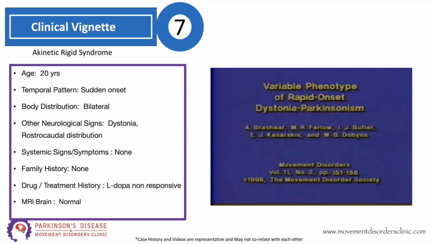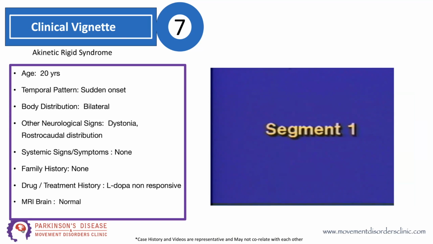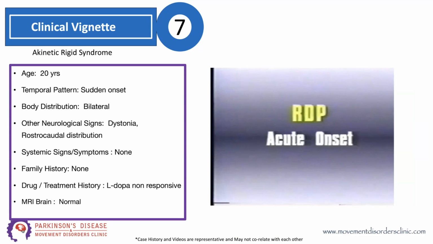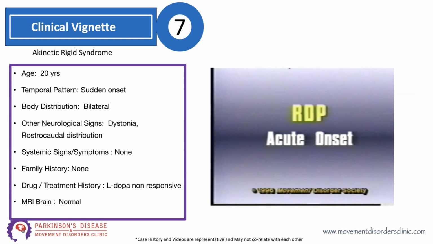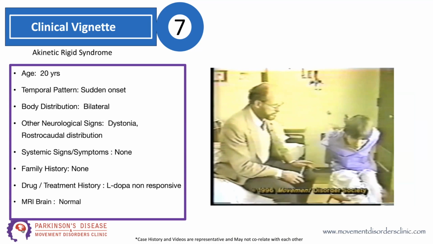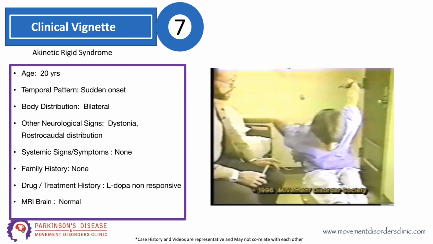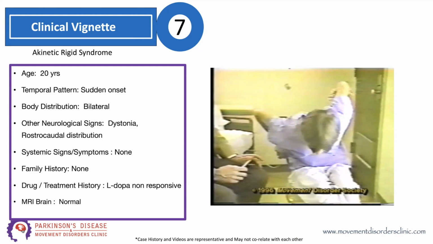Case 7 is a 20-year-old young man coming with almost sudden onset of symptoms within a few minutes to hours, where he has developed an akinetic rigid syndrome associated with dystonic features, which has a rostrocaudal distribution. This means the dystonic features are more in the face, followed by the trunk, the limbs, and the lower limbs.